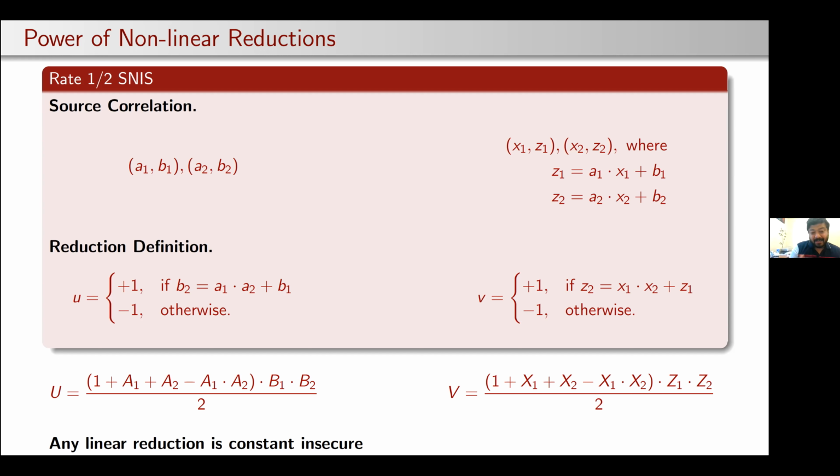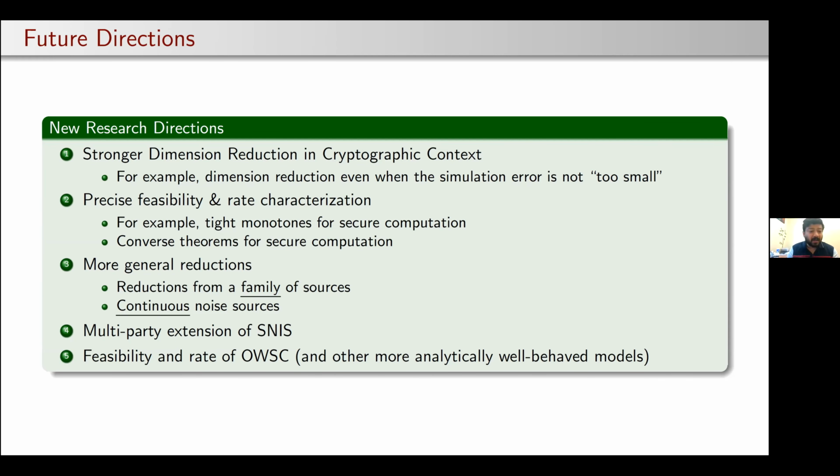So this result shows that non-linear reductions are inherently more powerful, more expressive, potentially achieving higher rate than linear reductions. And this is something extremely fascinating, which we did not know earlier in cryptography in the context of secure multi-party computation. To conclude my talk, let me just state a few open research directions that are natural extensions of the work that I presented in this talk.